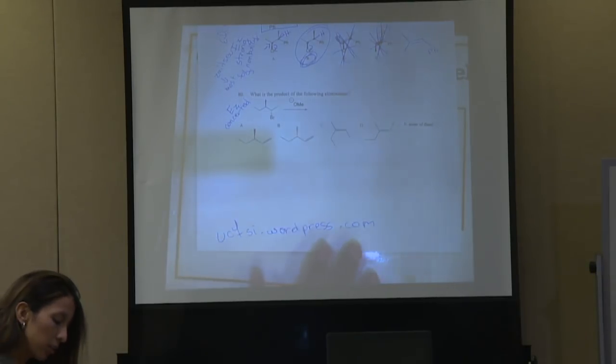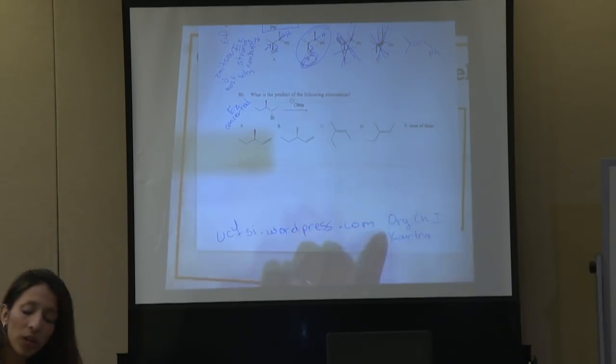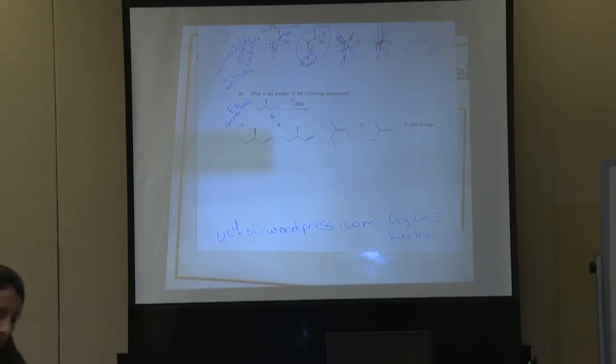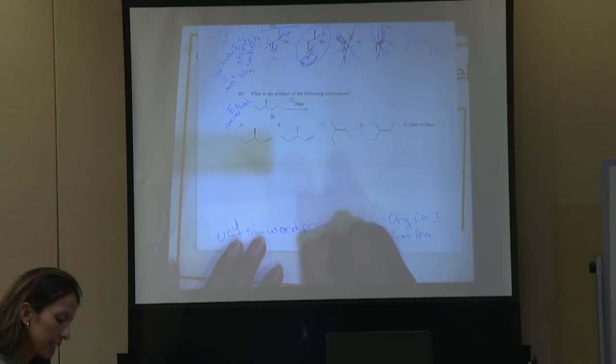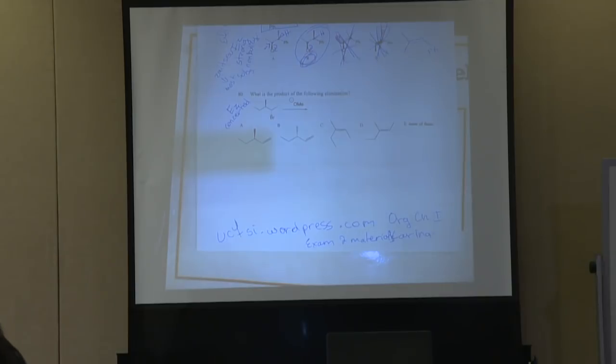ucf.wordpress.com. In here, you just go to, obviously, Organic Chemistry 1 with Karina. If you go in there, I have a worksheet. It's going to be under exam 2 materials. It's just going to be a PDF of a paper that is like SN1, SN2, E1, and E2, and what favors everything. Strong base versus weak base versus strong nucleophile versus weak nucleophile, primary, tertiary, all that stuff. It's a really helpful way to organize it.